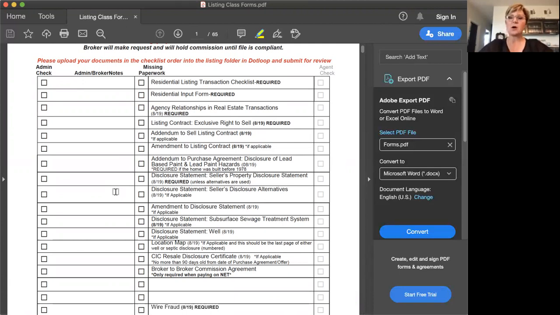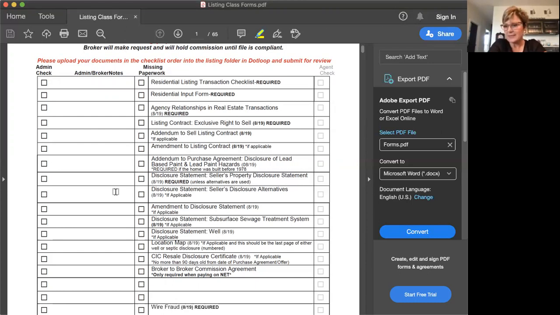Any questions at all on the listing paperwork that I can answer for you guys here before we sign off? When you present this to sellers, do you actually have it highlighted like that? No, I don't. I did that for you.